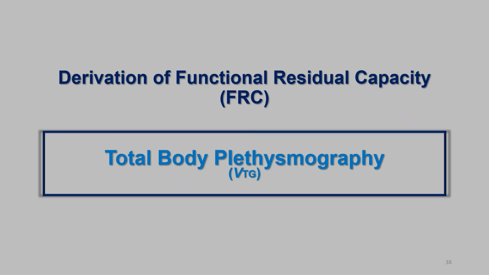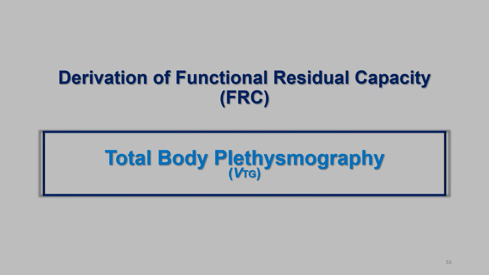By definition, the VTG is the volume of air in the thorax at any point in time and at any level of thoracic compression. It's measured during the closed shutter maneuver. Although VTG may be determined at any level of lung inflation, it's most commonly determined at FRC.